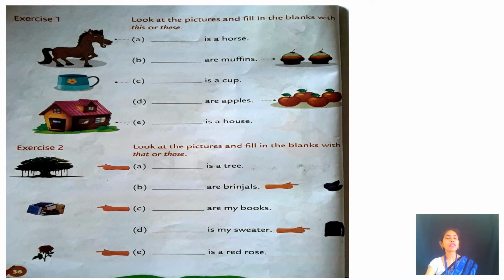So let's see the first one. Number A. Dash is a horse. So how many horse? Horse means one horse. So one horse, so what will it be, this or these? This, right. This is a horse, right?